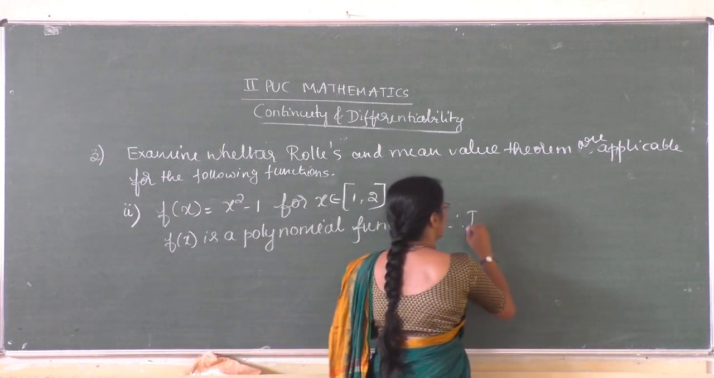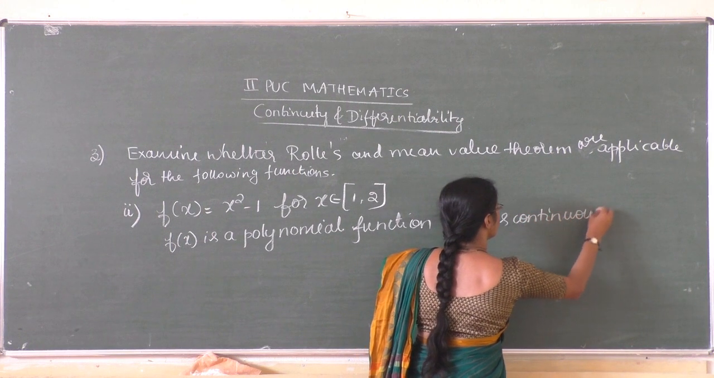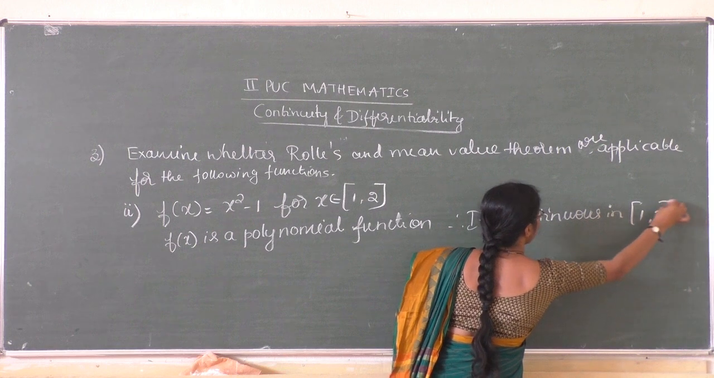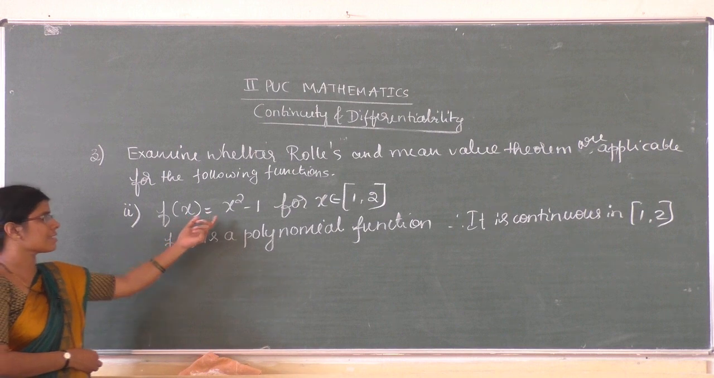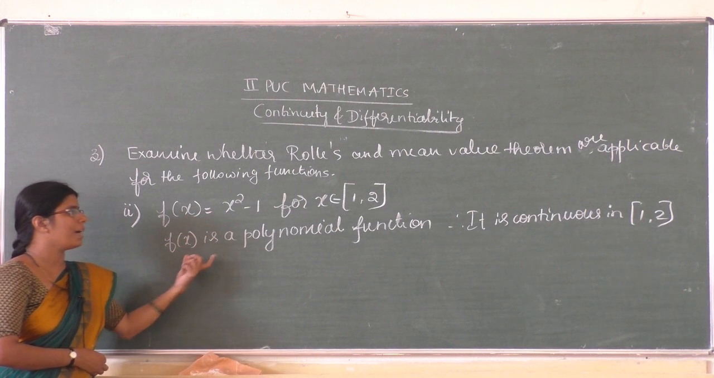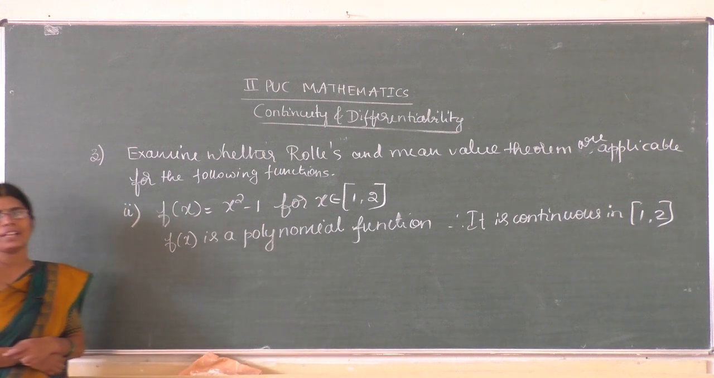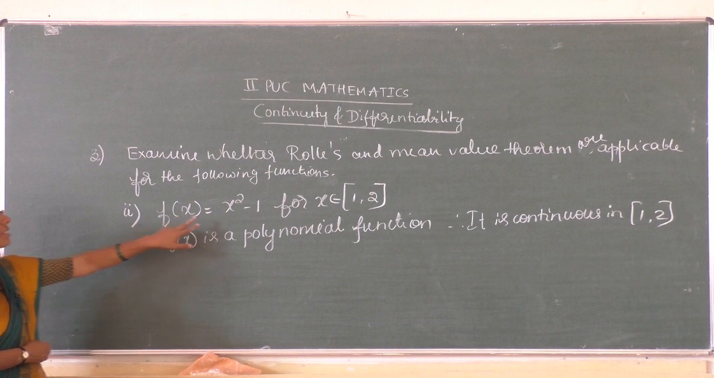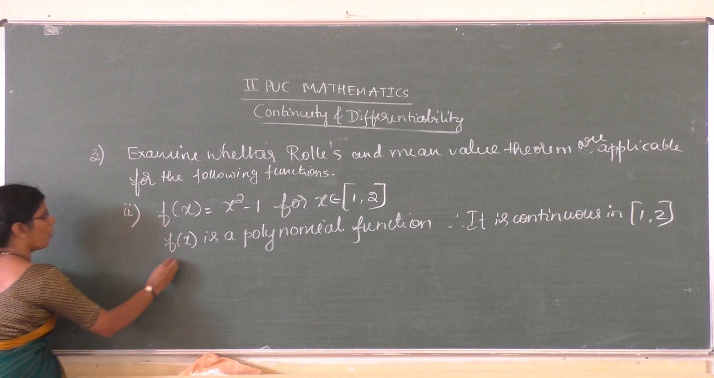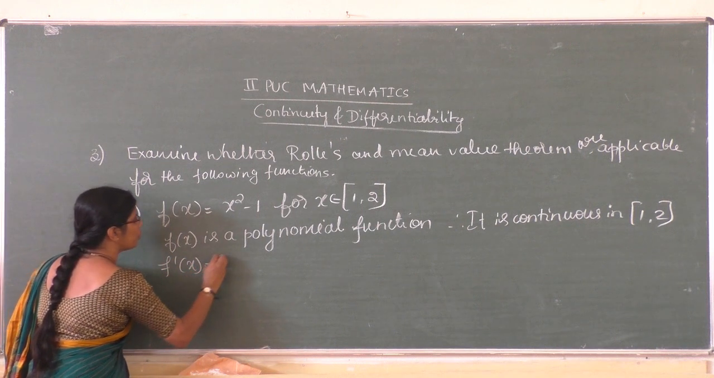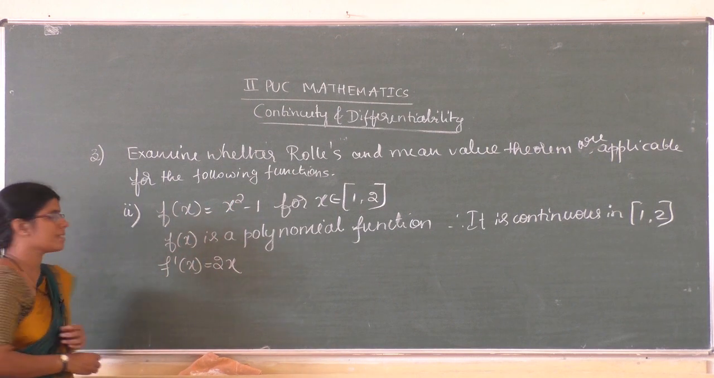Therefore, it is continuous in 1 comma 2. You can write it as f of x, or directly take it as x square minus 1. X square minus 1 is a polynomial function, therefore it is continuous in the closed interval 1 comma 2. Now f dash of x is equal to 2x. Derivative of x square is 2x and derivative of 1 is 0.